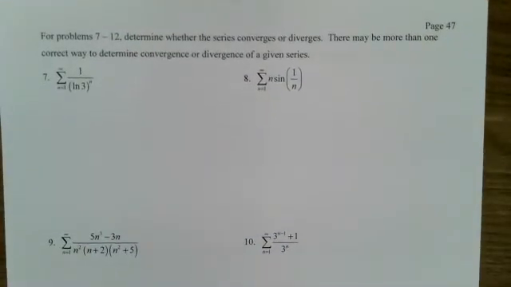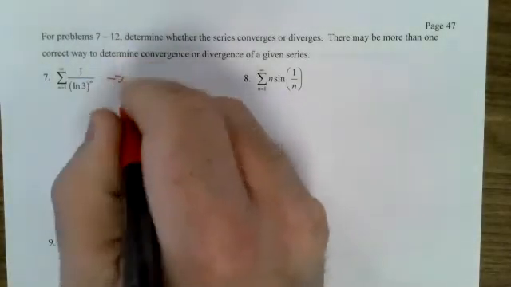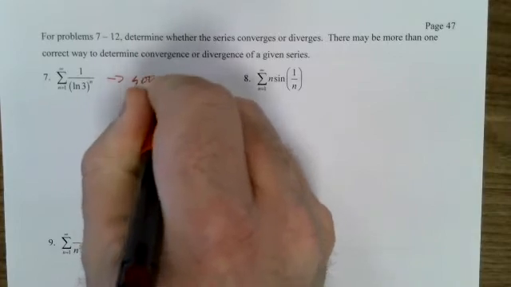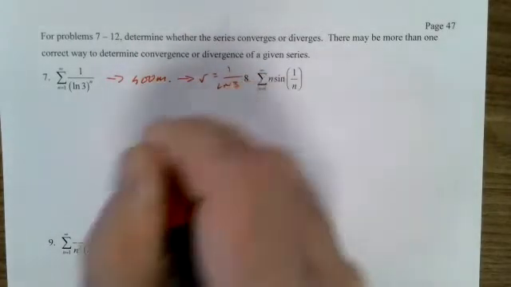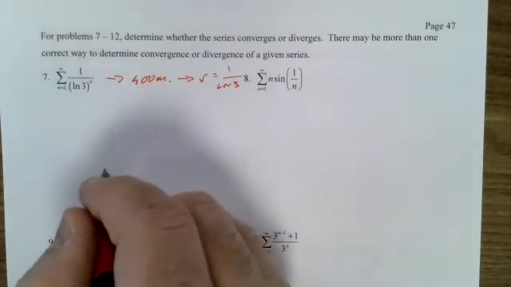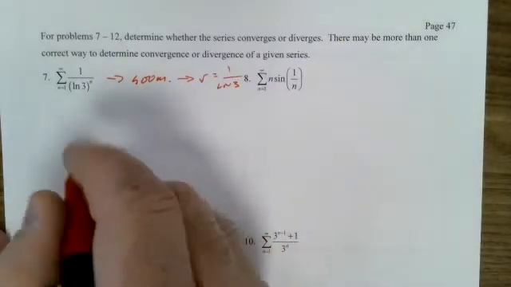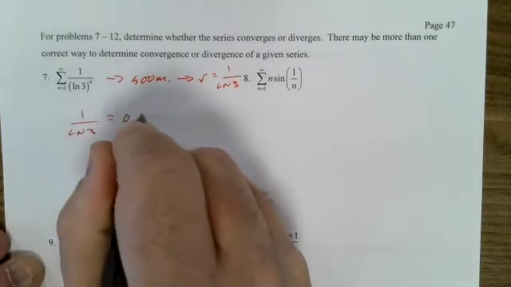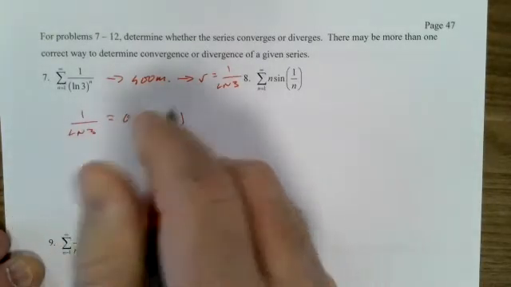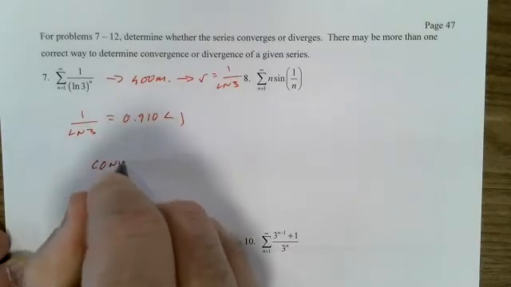Determine whether the series diverges or converges, maybe more than one way. All right, this is a geometric series, and r is 1 over ln of 3. 1 over ln of 3 is 0.910, which is less than 1, so it converges.